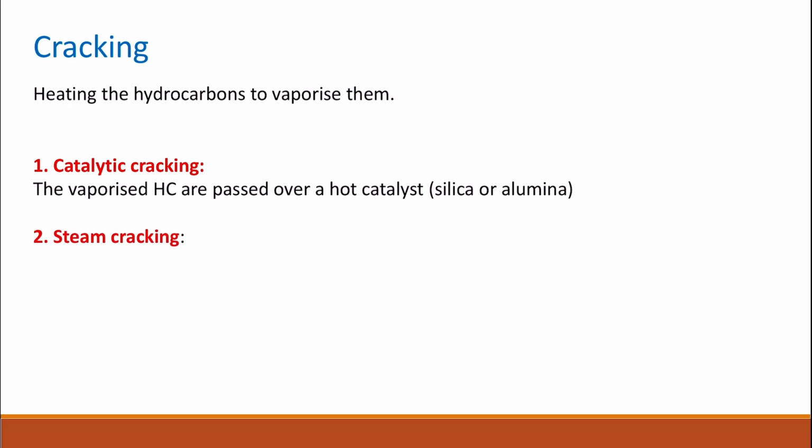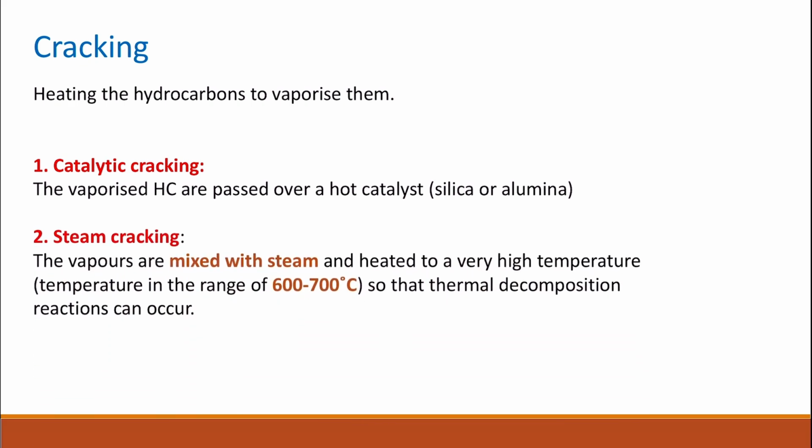The second process is called steam cracking. In steam cracking, the vapors that have been produced after heating the hydrocarbons are mixed with steam, and then they are heated to a very high temperature, which can reach a range of 600 to 700 degrees. So the thermal decomposition then will start. The first one is a catalytic decomposition. The second one is thermal decomposition, and by thermal decomposition also the longer chain hydrocarbons will break down to give the shorter chain ones.